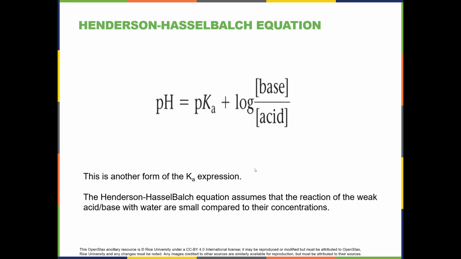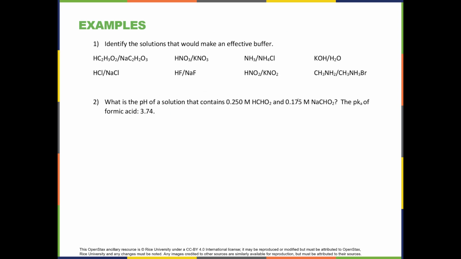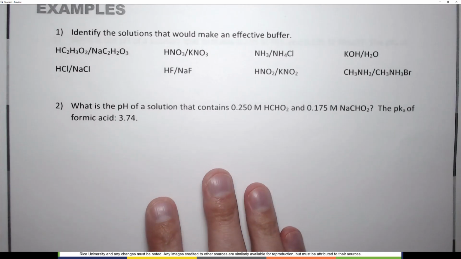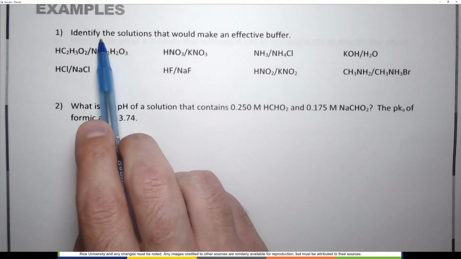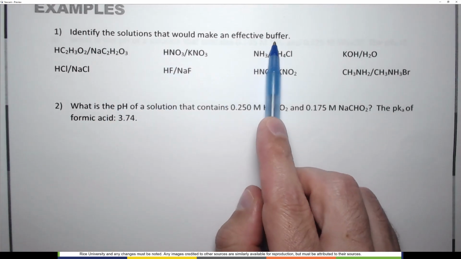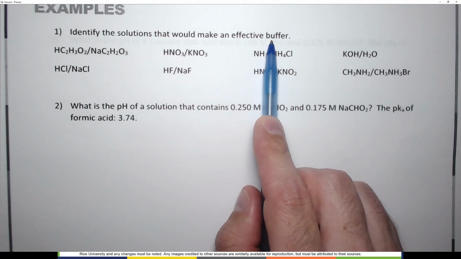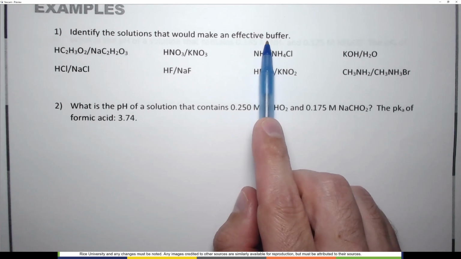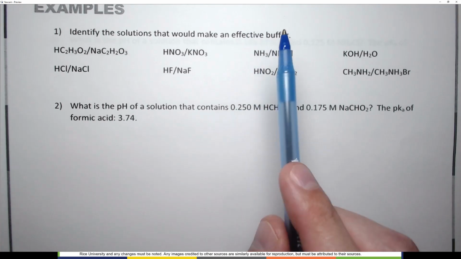That said, just like in the previous chapter where we never used the quadratic equation, in all examples presented here, you can assume that this equation works. So let's do a couple of examples here where we look at basically applying this knowledge that we just gained. As usual, I'm going to switch over here to the camera in order to be able to write on this. So it says identify the solutions that would make an effective buffer. Remember that in order to make an effective buffer, we need to have a weak acid and its conjugate base.